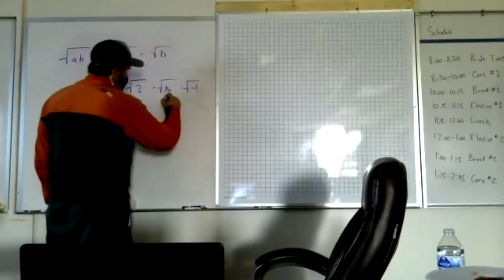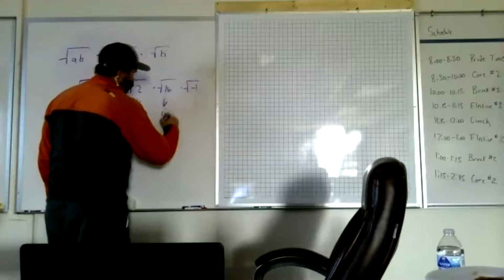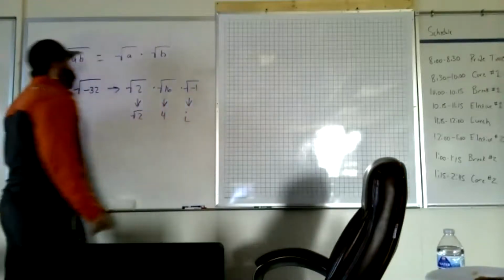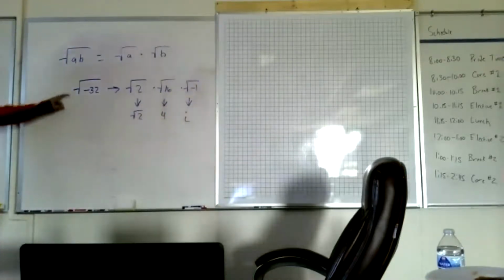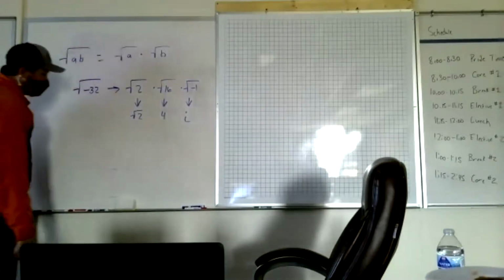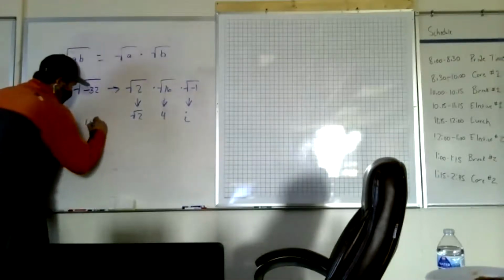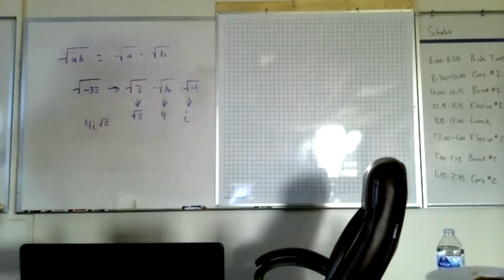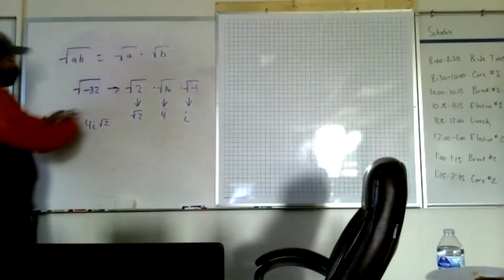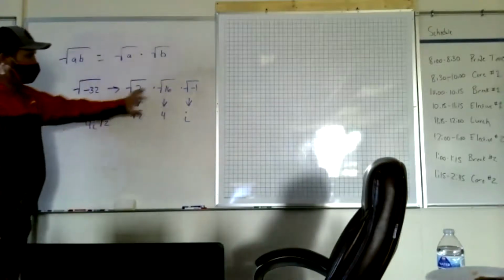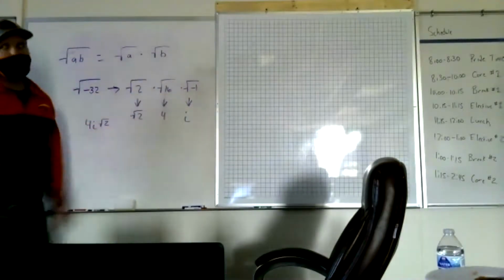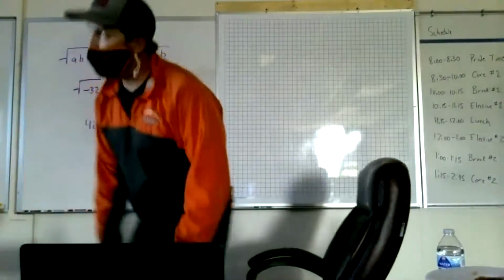The square root of 16 is 4. The square root of negative 1 is i. So the most exact answer that I could put for the square root of negative 32, simplified, is 4i times the square root of 2. And once again, I break it all apart, I simplify the square roots of my perfect squares, and then I leave whatever radical cannot be simplified.